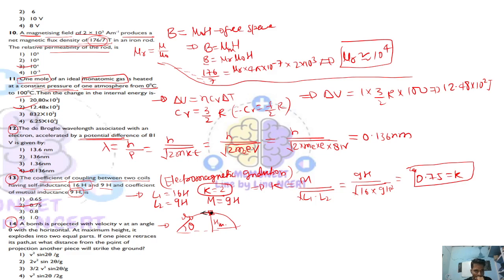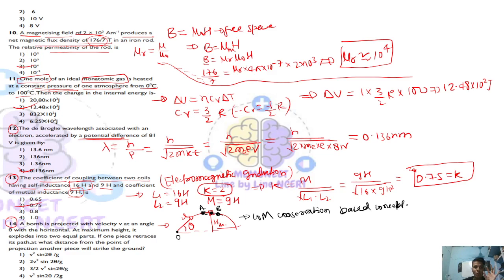At what distance from the point of projection will the other piece strike the ground? It is asking about the other piece. One piece is coming here, the other piece is going there. It says that one piece retraces its path, meaning coming back to the initial position, and it is asking where the other piece will fall with respect to the point of projection. It's simply a center of mass conservation based concept. You need to understand the equation and you can easily solve it.